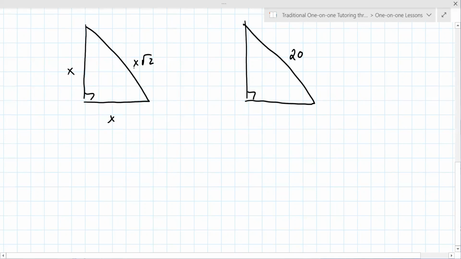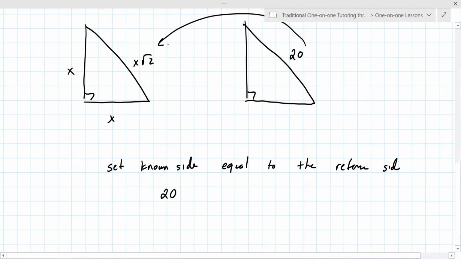So it's not as simple as just reading that number there. So the strategy here is you set the known side, which in your case is 20, equal to the reference side. And the reference side means the same side on the reference triangle. So you set 20 equal to x root 2, and then you solve for x.